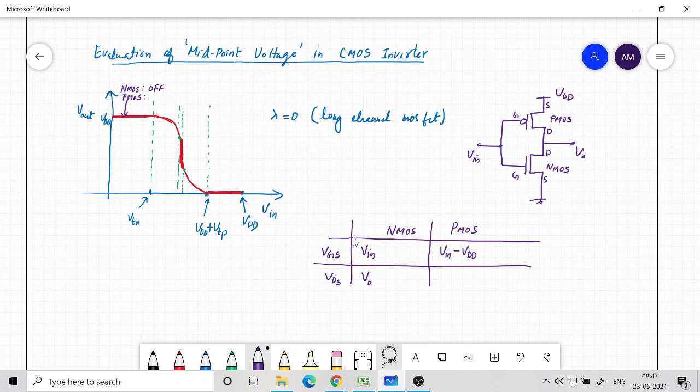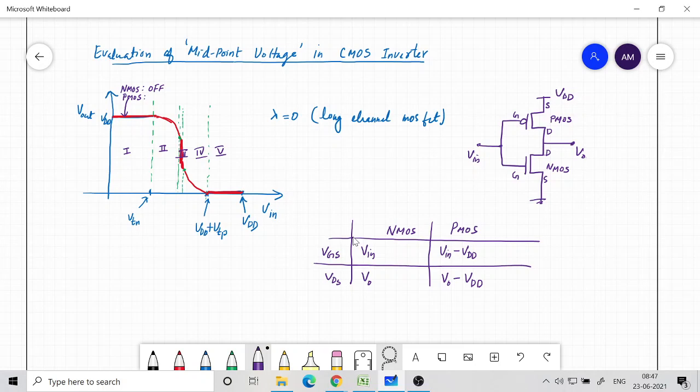And then for PMOS, what is VDS? It is drain voltage minus source voltage, which is V out minus VDD. Now, this is what I call region 1, then 2, then 3, then 4, then 5. So a total of 5 regions are there.